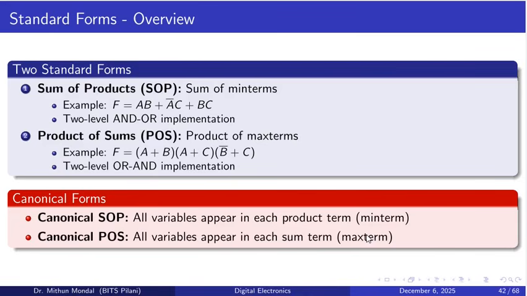Now in this particular tutorial part, we are going to discuss the standard form or the canonical form, where we will discuss two important standard forms, that is sum of product and product of sum. So sum of product is basically the sum of the min terms.